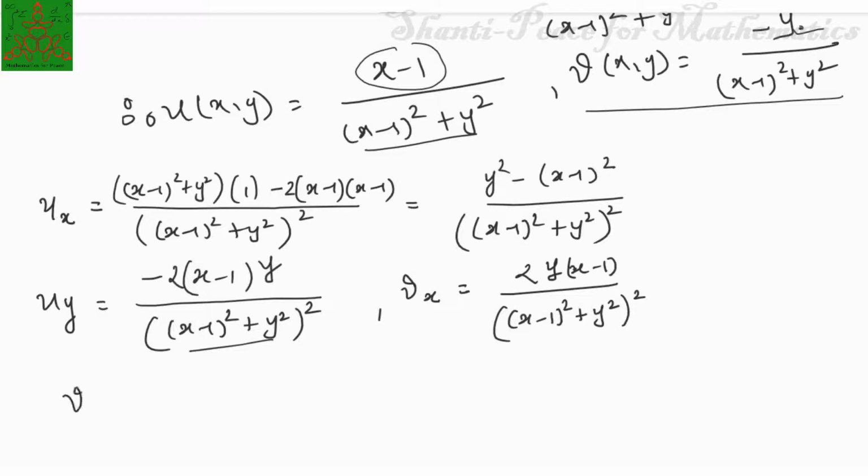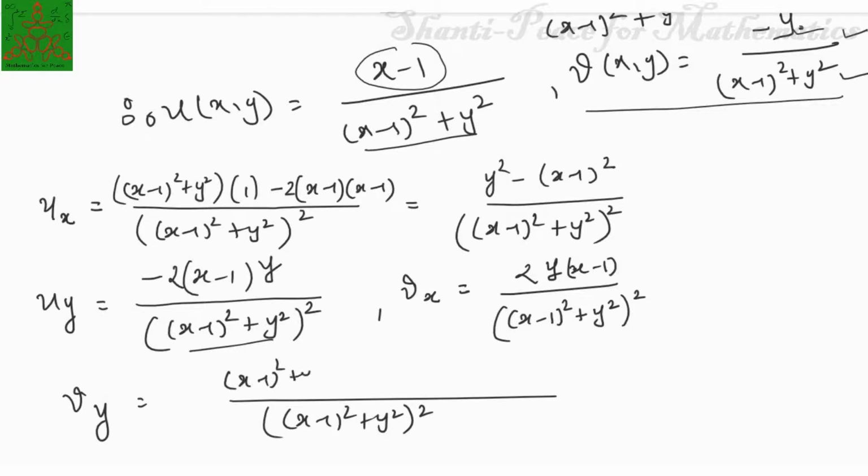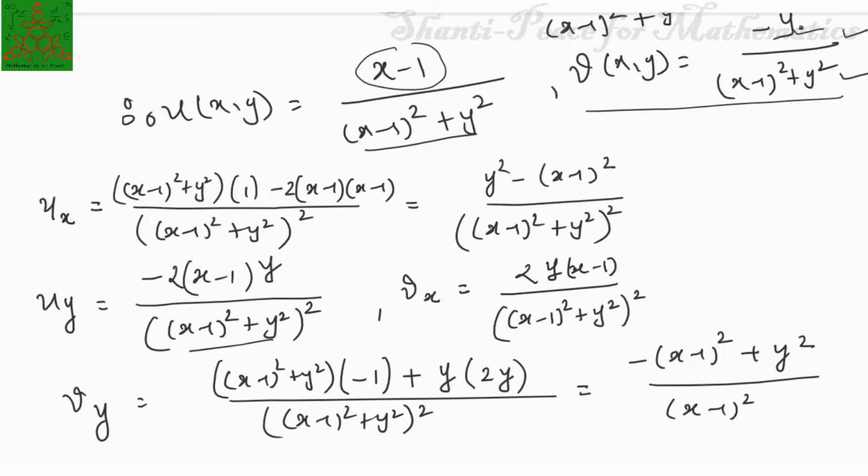And what is vy? Here the product rule is applied, that is, this is a function of y, this is also a function of y, so you will have (x minus 1) square plus y square, whole square, and (x minus 1) square plus y square as it is. The derivative of minus y is minus 1, minus minus plus y, the derivative of y square is 2y. So if you simplify this, you will have minus of (x minus 1) square plus y square upon (x minus 1) square plus y square, whole square.